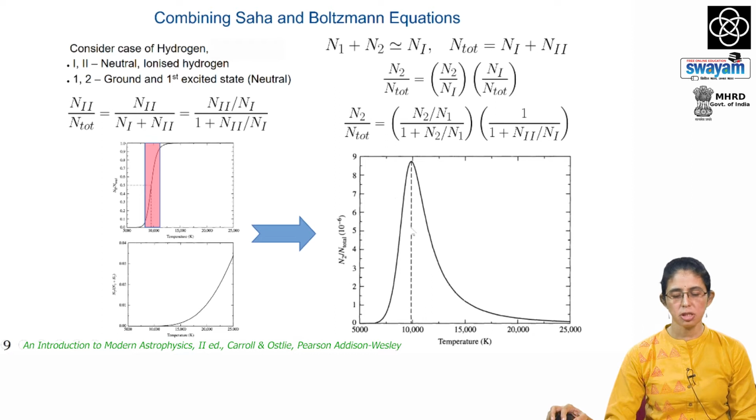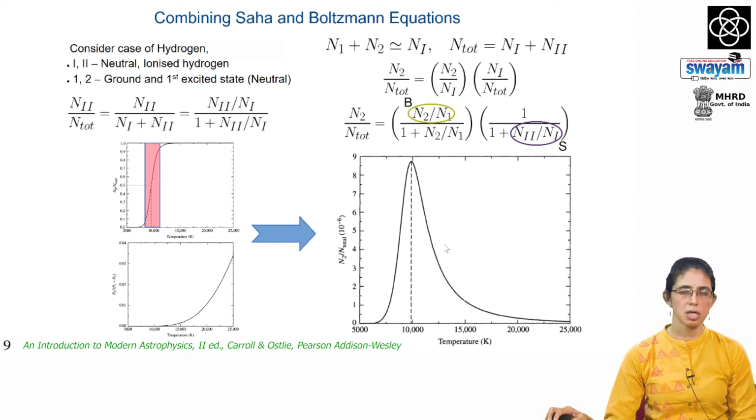And to get this plot, one uses N2 by N total, which is given by a combination of these two terms. One needs to apply the Boltzmann equation to find the ratio of atoms in the first excited state to the ground state, as well as the Saha equations in order to calculate the ratio of ionized hydrogen atoms to the neutral hydrogen atoms. Using this, one can get the fraction of neutral hydrogen atoms in the first excited state as a function of temperature. This function, as one can see, has a maximum that corresponds to roughly 10,000 Kelvin.